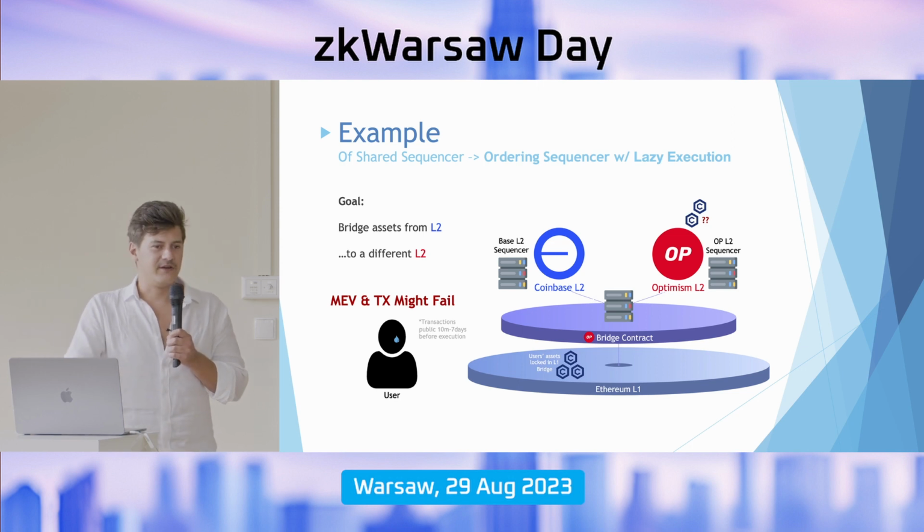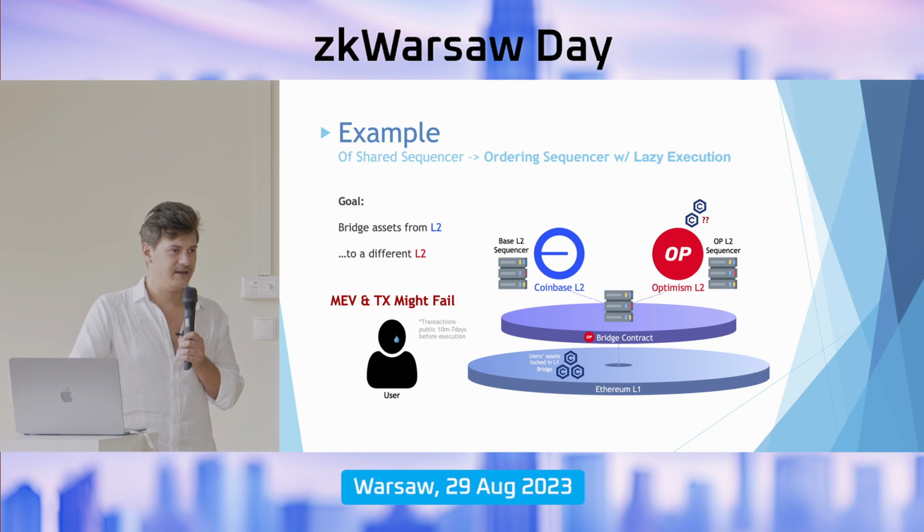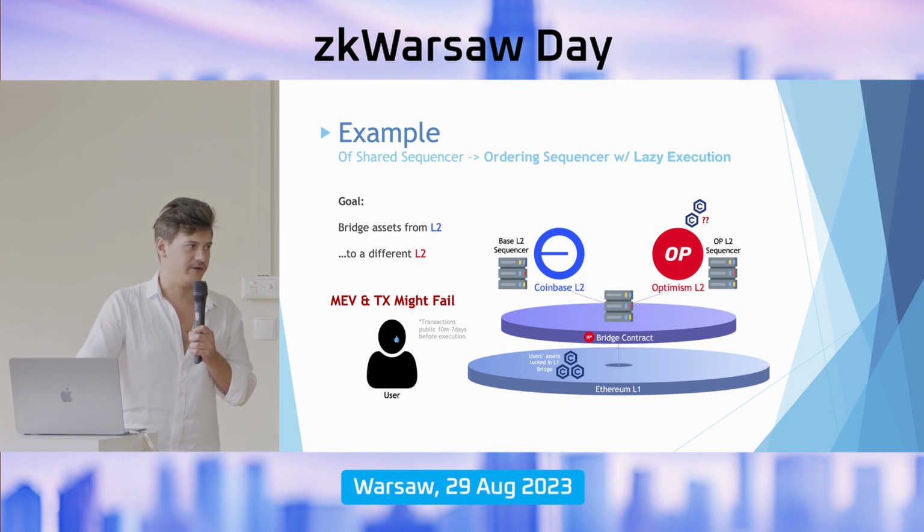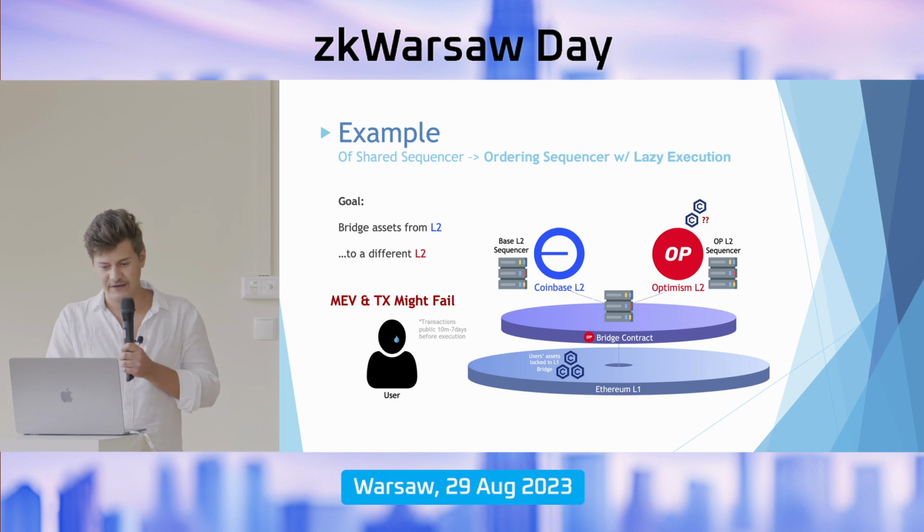And the problem is because, let's say, Optimism is not aware of Coinbase's state, you might actually start that transaction, and by the time that the next L2 executes it, it might just fail, right? And then you have funds stuck, or it was bad UX.